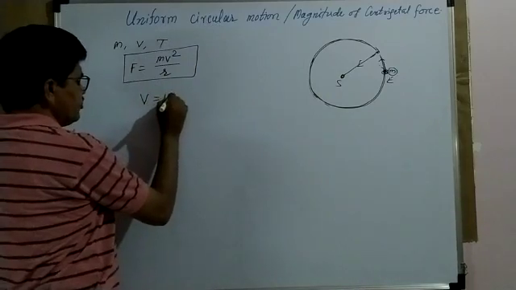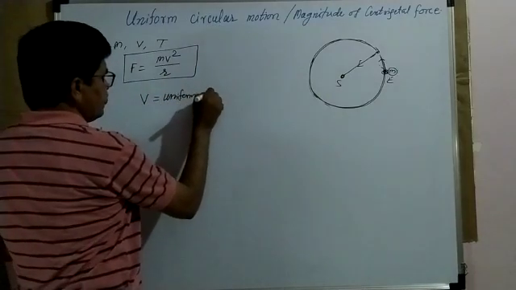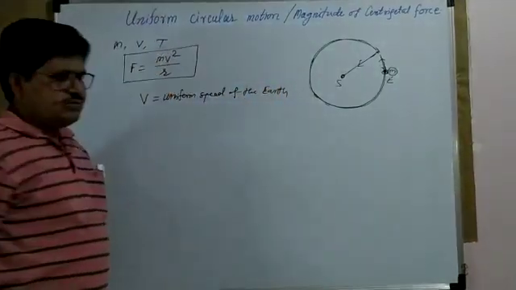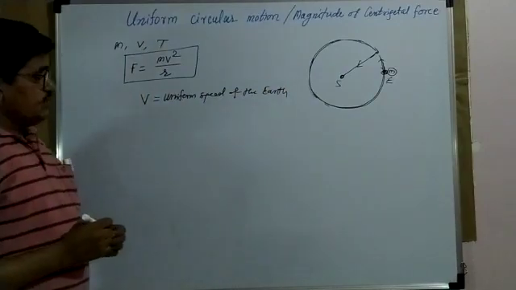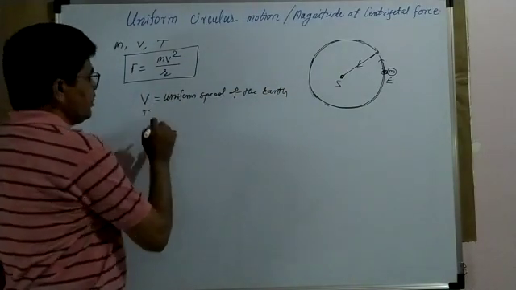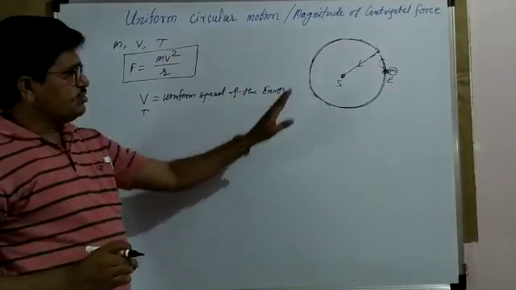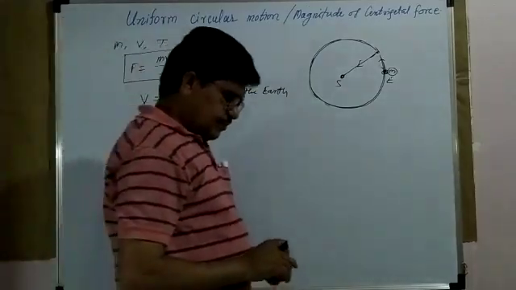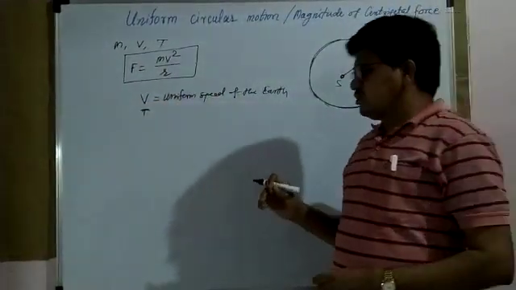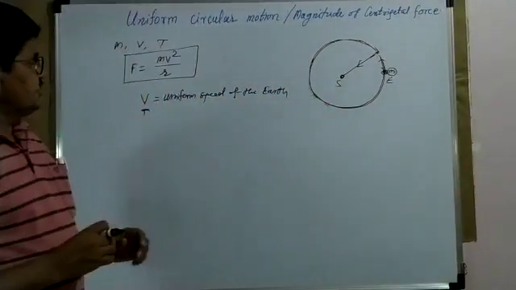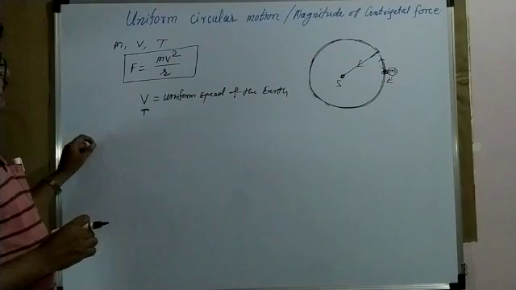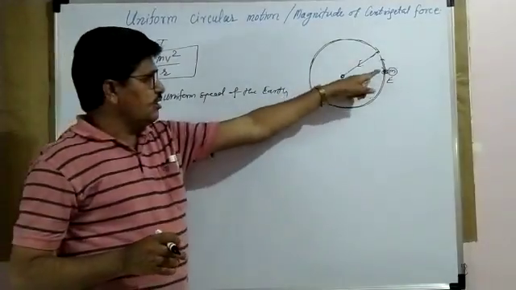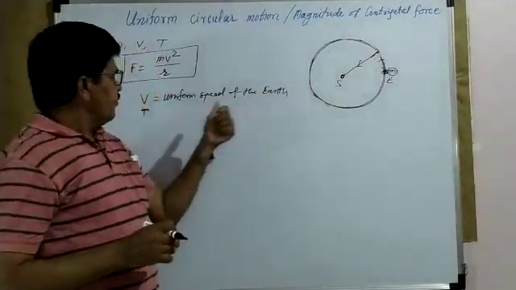V is the uniform speed of the earth around the sun. Consider V is the speed, and T is the time period of the earth to complete one revolution around the sun. But you have studied that in uniform circular motion, a body covers equal distance in equal intervals of time with a circular motion. But how much distance is covered by the earth around the sun in one time period?